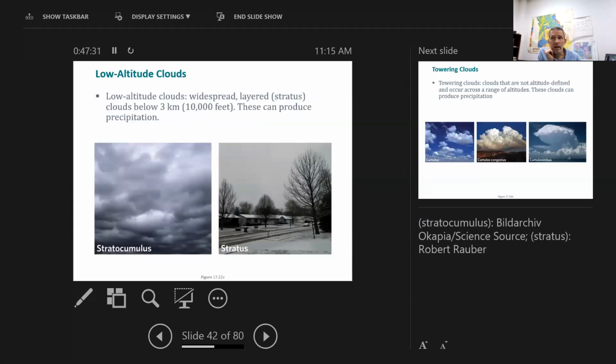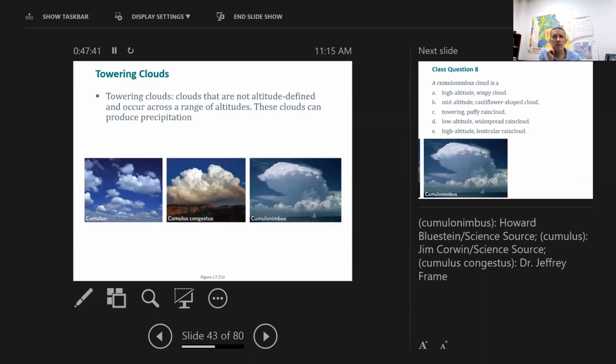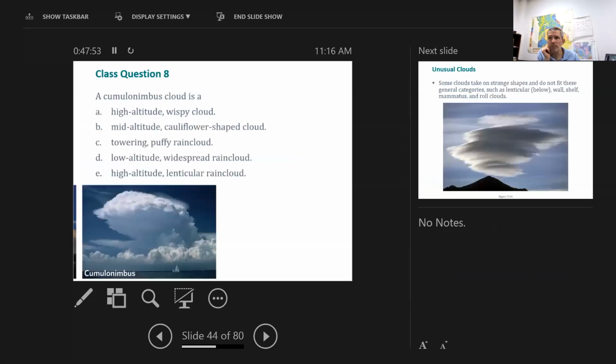We have low-lying clouds, which can produce precipitation, and these are the stratocumulus or stratus clouds, low-lying clouds. Then we have clouds that are towering, that start at the Earth's surface or in this low range and can go all the way up to the top. These are called cumulonimbus clouds, towering, puffy rain clouds.